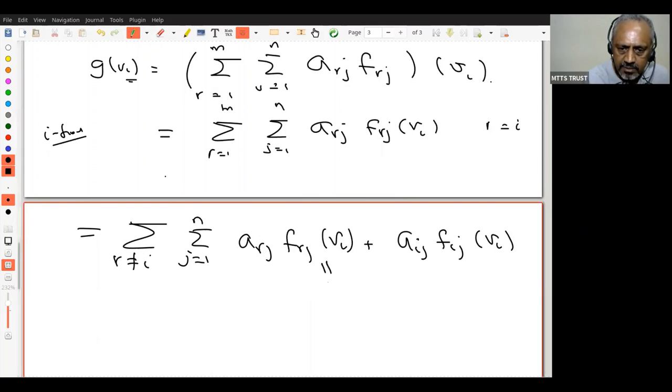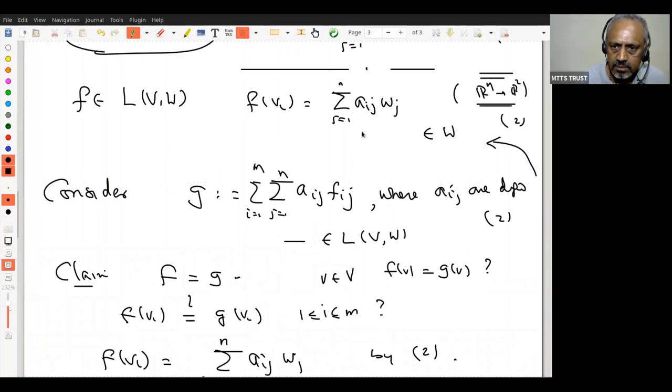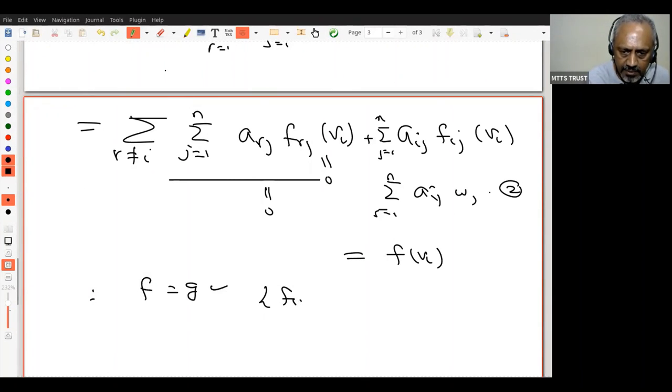Now since r is not equal to i, this is 0. Therefore this sum is going to be 0. When r equal to i, this is going to be a_ij w_j, j equal to 1 to n. Remember, the outer sum is what I am splitting, r equal to i and r not equal to i. When r equal to i, this is only one term, but then j varies from 1 to n. Therefore, it is a_ij f_ij v_i. Therefore, this is summation j equal to 1 to n of a_ij w_j, which is f of v_i. That is equal to f of v_i. Therefore, f equal to g. In other words, f_ij is a spanning set.